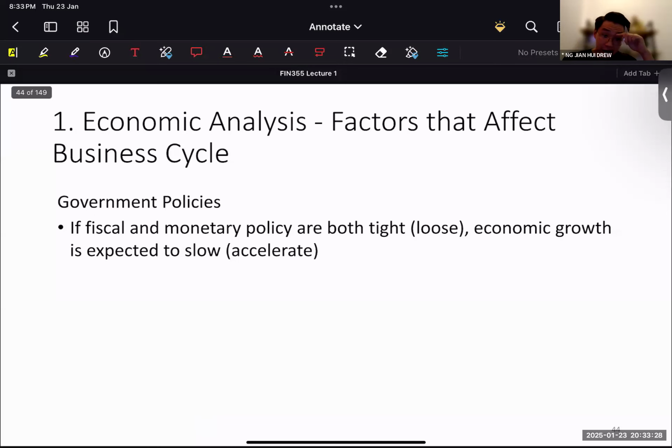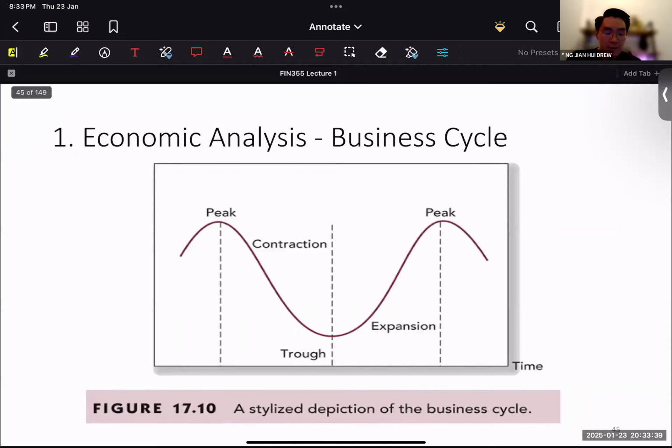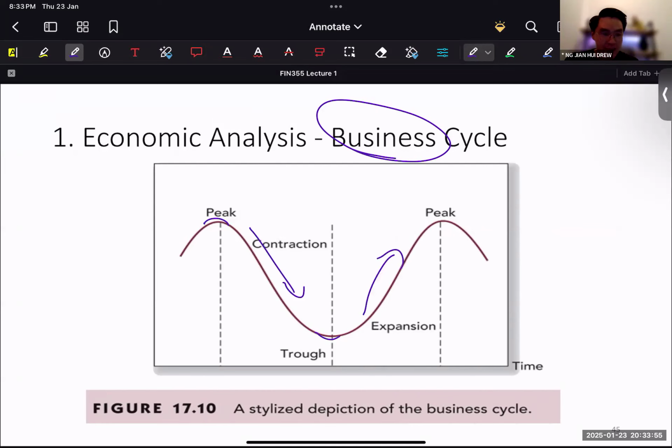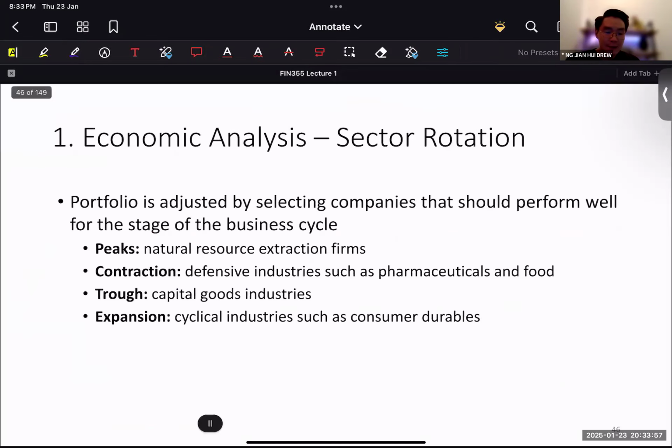So this is the summary of government policy. They can use fiscal policy or monetary policy to accelerate or to loosen the economy or to slow down the economy. This is more on the business cycle thing. So we are going deeper already now. Yes, it's part of economic analysis, but let's look at the business cycle. Where is the business industry at? Is it at the peak? Is it at the trough? Is it in a process of contracting or expanding, right? So let's look at the business cycle.